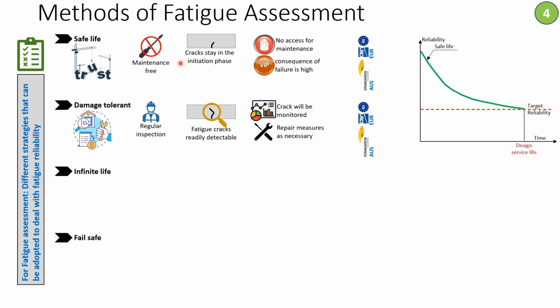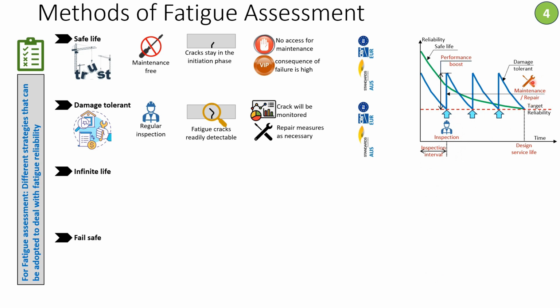For safe life, where there is no inspection at all, this is how the reliability and the performance decay with time until the design service life. And with damage tolerant, we can see that there are times where you have to do your regular inspection, and obviously at the time where you do the regular inspection, you do some maintenance or some repair, and that causes the performance to boost. And this is how the reliability of the performance of the structure changes with time, and these hikes happen each time you do an inspection.